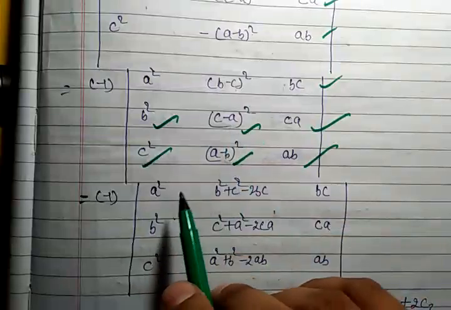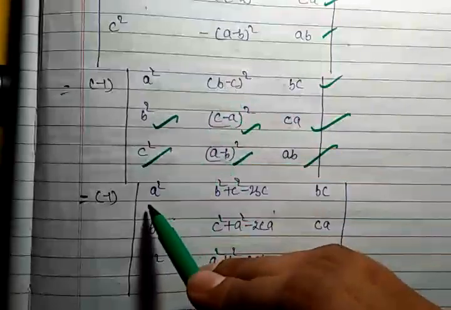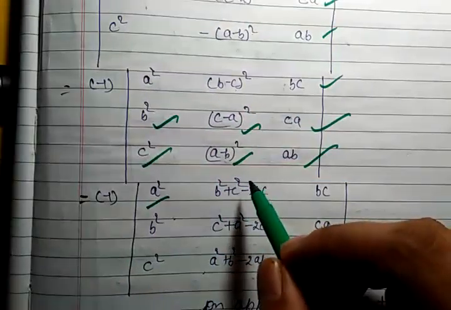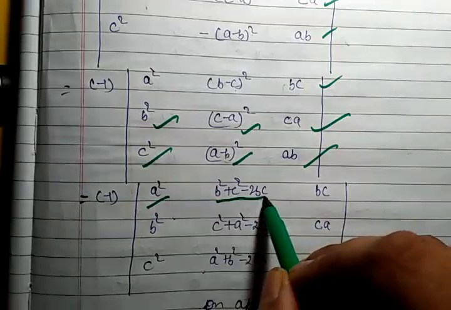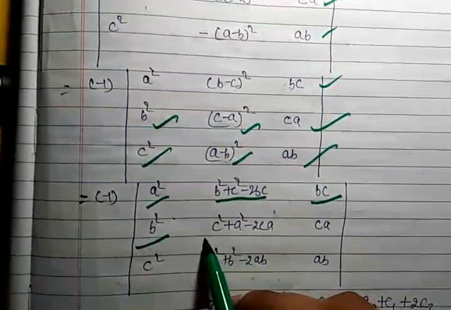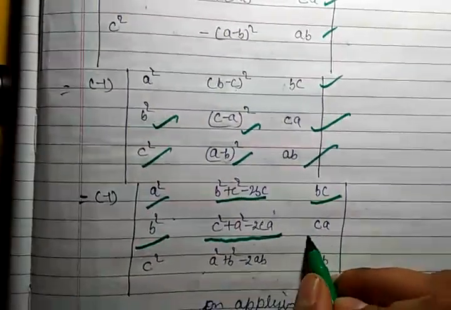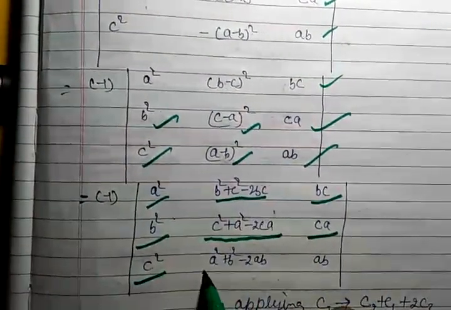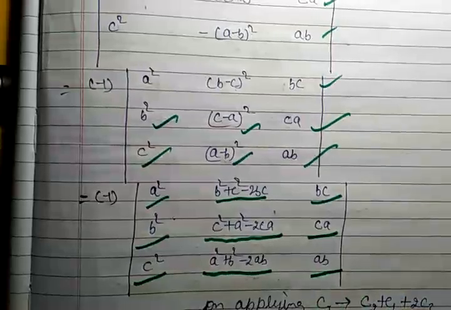And after opening the formula here, you will get A square. Here you will get A square, B square plus C square minus 2BC. Here BC, it will be B square, C square plus A square minus 2CA, CA, C square, A square plus B square minus 2AB, and AB.